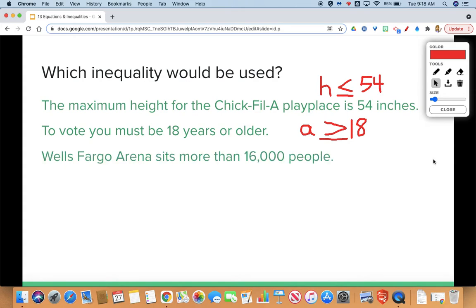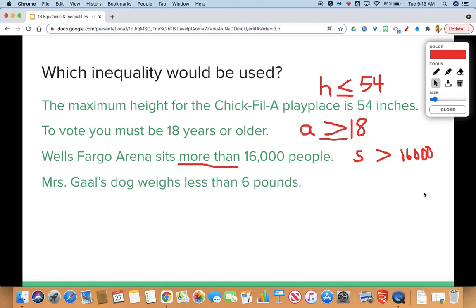Wells Fargo Arena sits more than 16,000 people. Okay, let's think about seating and 16,000. Is our seating going to be more than or less than 16,000? I see the phrase more than, so we're going to use a greater than symbol. So the seating is more than 16,000. It doesn't say or equal to, so we're just going to use that greater than sign here.